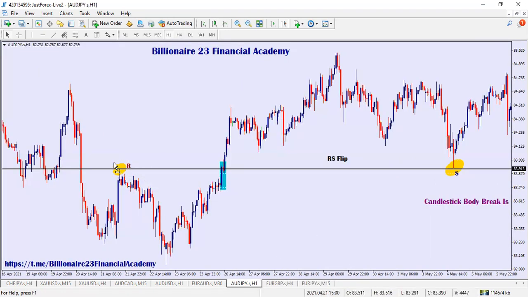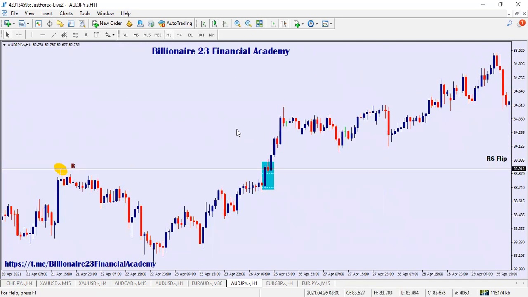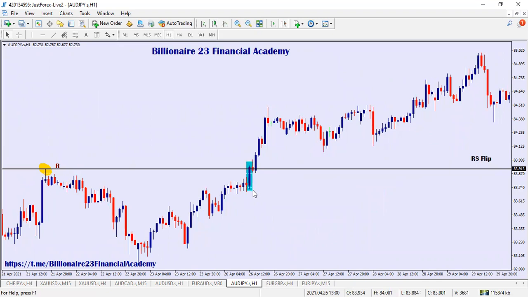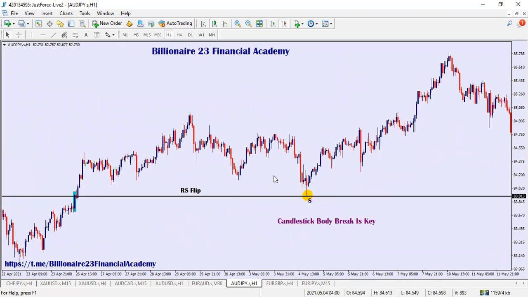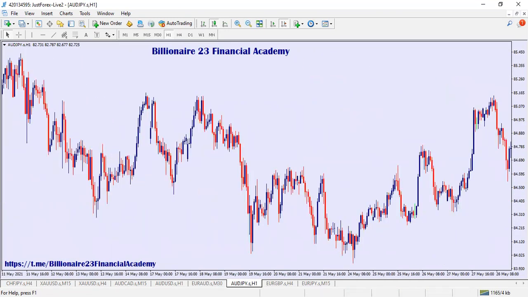Okay, I think this example was done in video 1, in which case we had resistance touch 1, clean-ish, not really clean, it's clean-ish. We had a clean-ish candlestick body break, and then price went up, switched to support, resistance support flip, swap zone. Candlestick body break is key in all of this.